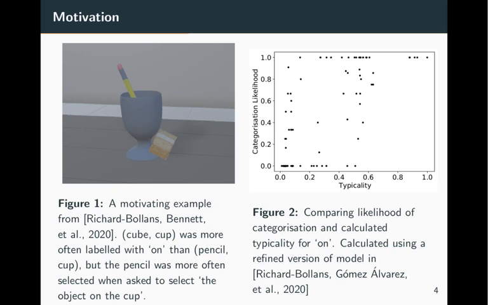So clearly we can see correlation between the typicality measures from this model and the likelihood of categorisation, but there are lots of examples with pairs of configurations where one would be more typical and the other seems to be a better category member.